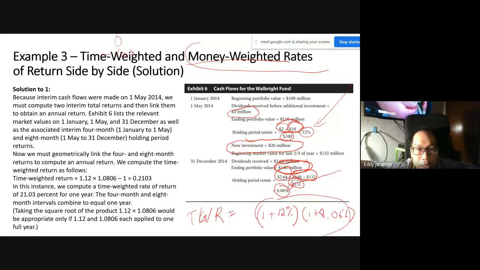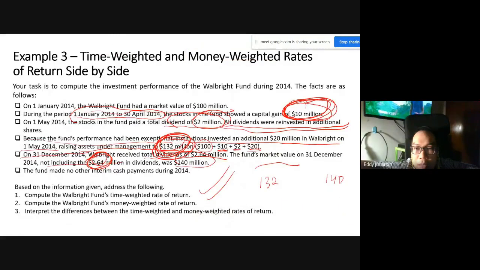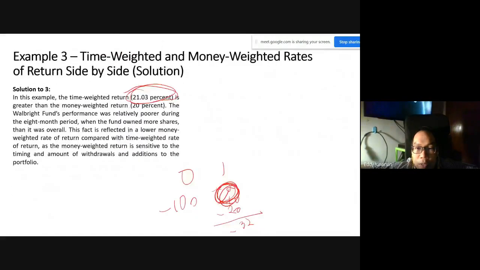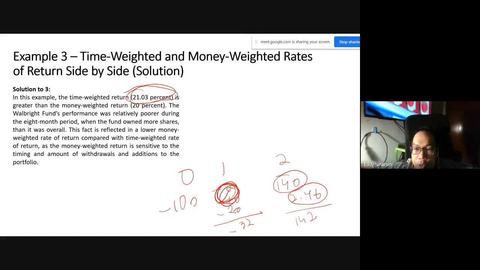Let's see the information again. The fund's market value was 140. So at the end you have 140 and then 246. This is the end value of your investment, and this is the dividend that you got at the end of the period. So 142.